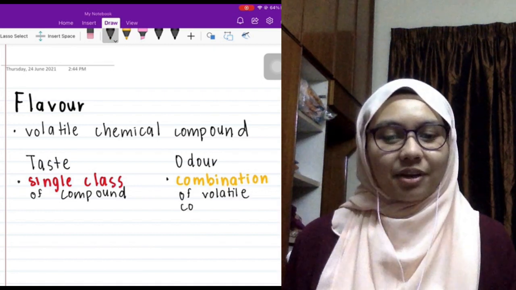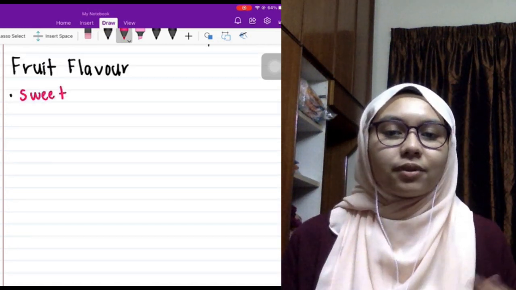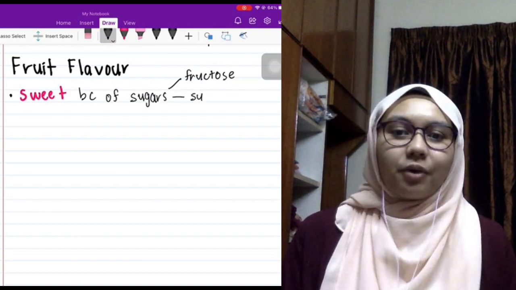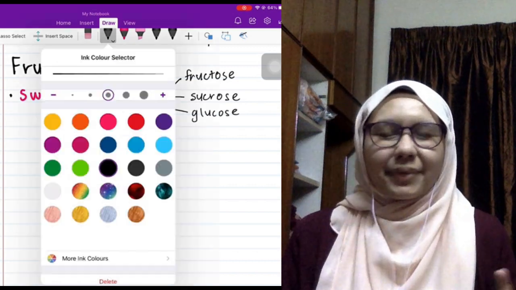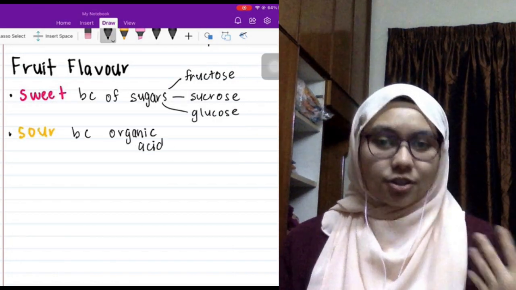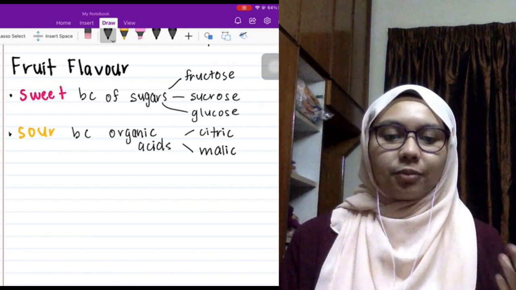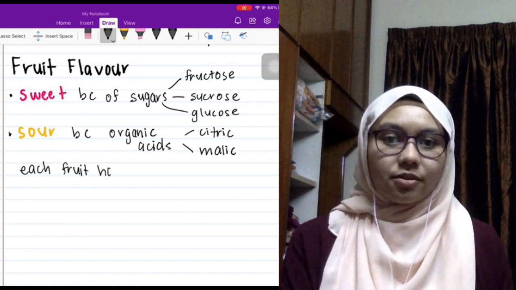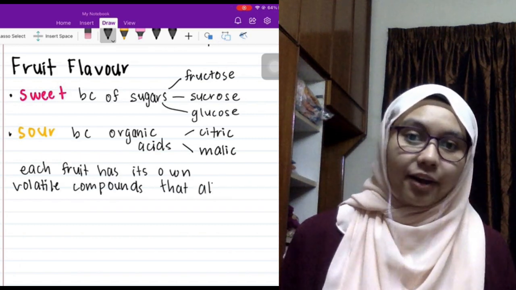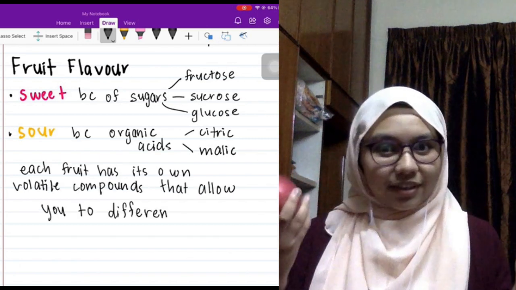For the first category that we have today, which are fruit flavors, fruits are sweet because of the sugars such as glucose, fructose, and sucrose, while the sourness that makes you go, oh, is basically the organic acids such as citric and malate. While each fruit has different volatile components that contribute to its aroma and allow you to distinguish between each fruit. So for example, I could have an apple, I could have a pear, and I could be like, whoa, they're different.